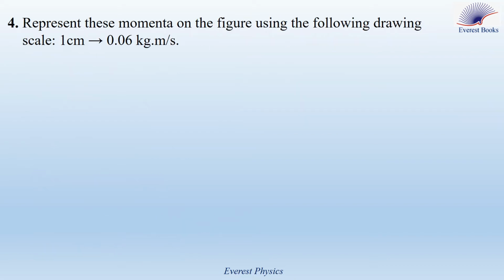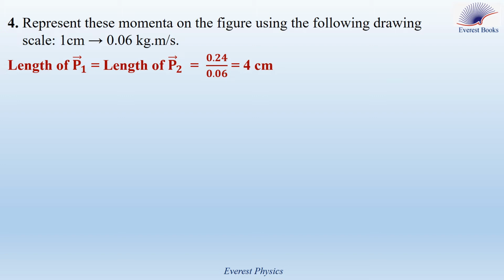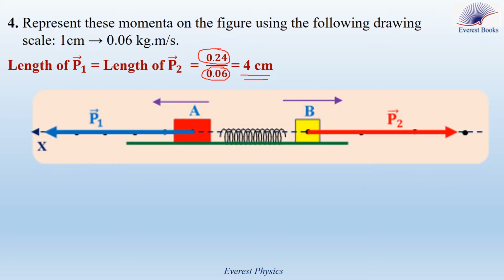Now, part 4. Represent these momenta on the figure using the following drawing scale. 1 centimeter on the figure corresponds to 0.06 kilograms meters per second. Applying the cross multiplication method gives length of P1 is equal to the length of P2 is equal to 0.24, which is the magnitude of each linear momentum, over the scale 0.06. The answer is 4 centimeters. So we will draw P1 and P2 with a length of 4 centimeters. Look at the figure. P1 is directed in the direction of V1, whereas P2 is directed in the direction of V2.